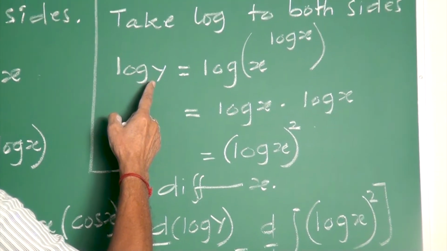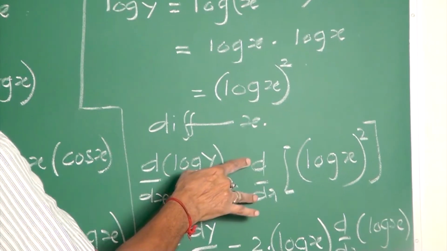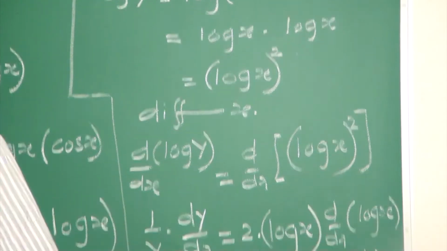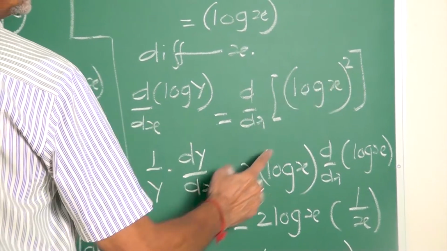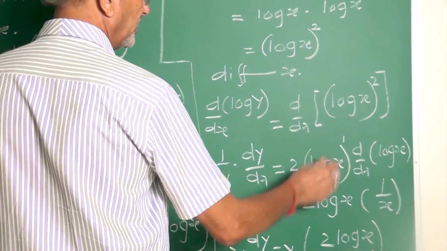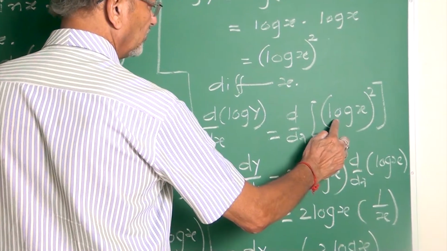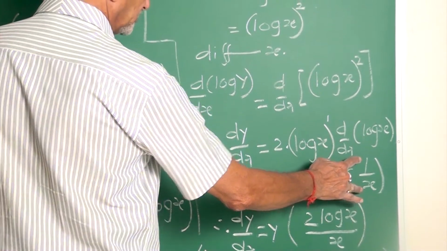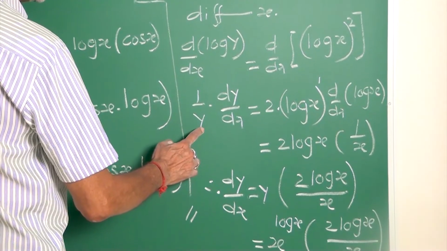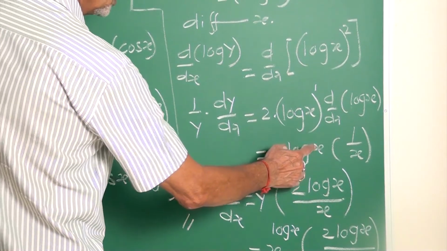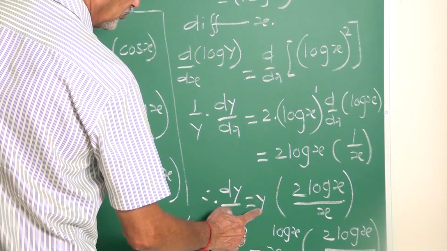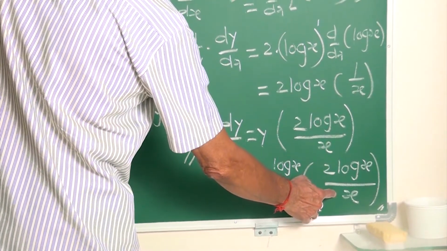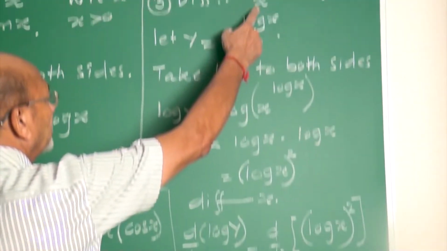Differentiate. The derivative of log y is 1 by y into dy by dx. The derivative of log x to the power 2 is f(x) to the power n into f(x) to the power n minus 1 into the derivative of f, so 2 log x into the derivative of log x, which is 1 by x. So dy by dx is y into 2 log x upon x. What is the value of y? x to the power log x into 2 log x upon x. That is the required derivative.